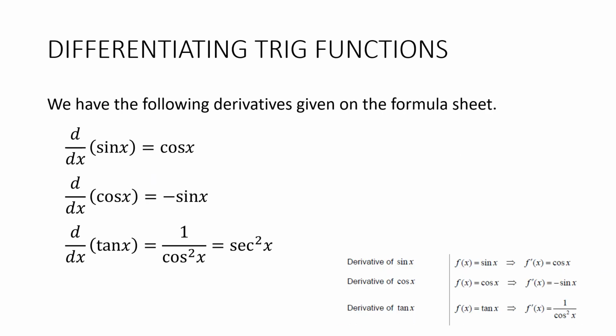Let's begin with the derivatives of trig functions. Now they are given for you on your formula sheet, which you can see below, but basically the derivative of sine x is cos x, the derivative of cos x is negative sine x, and the derivative of tan x is 1 over cos squared x, or sec squared x.